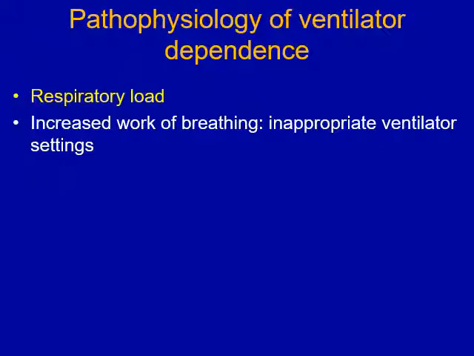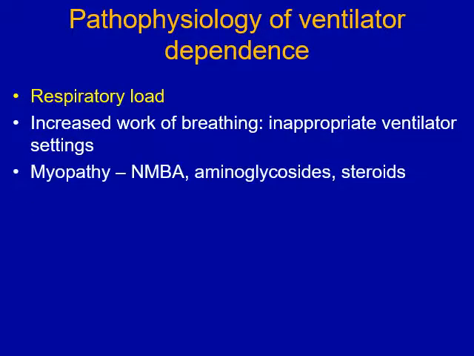Whenever the triggering is kept inappropriate, that is, the pressure triggering, usually we keep it at around -1 to -2 centimeters of water. If we keep pressure triggering at -4, -5 centimeters of water, then the patient has to struggle more in order to initiate the respiration. And also the flow triggering, usually we keep at around 1 to 2 liters per minute. When it is kept higher, then the patient has to work more in order to trigger the ventilator. And also myopathies. Whenever the patient is on aminoglycosides or neuromuscular blocking agents and steroids, all these lead to muscle weakness, and these all lead to ventilator dependence and reduced compliance.